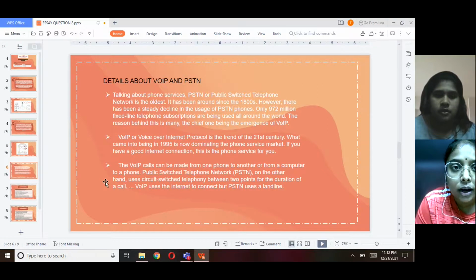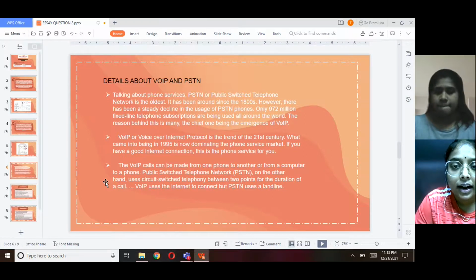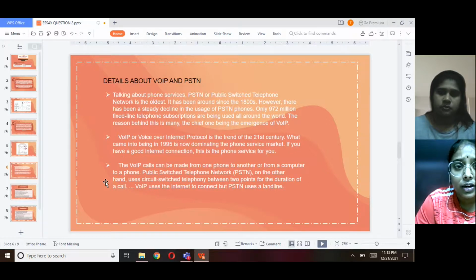Details about VoIP and PSTN. Talking about phone service, PSTN, or public switched telephone network, is the oldest. It has been around since the 1800s. However, there has been a steady decline in the usage of PSTN phones. Only 972 million fixed line telephone subscriptions are being used all around the world. The reasons behind this are many, the chief one being the emergence of VoIP.